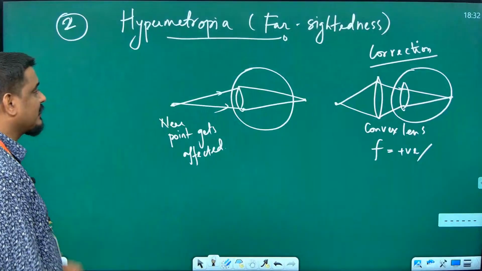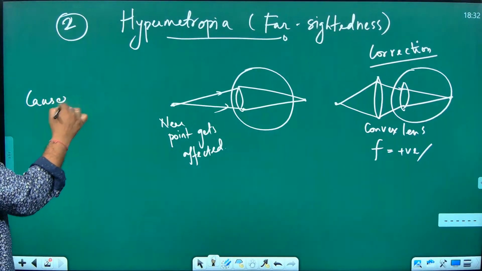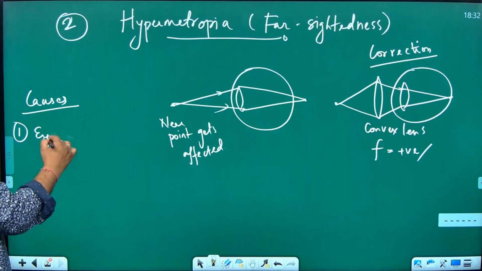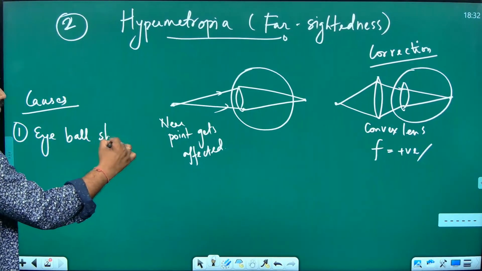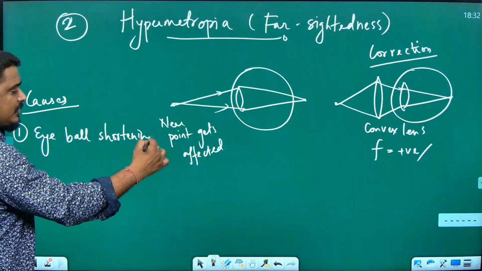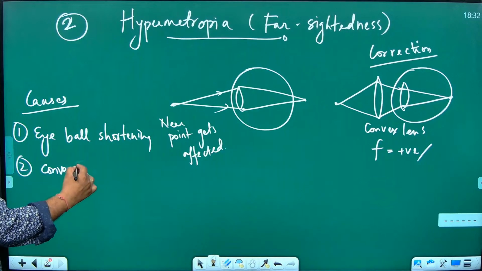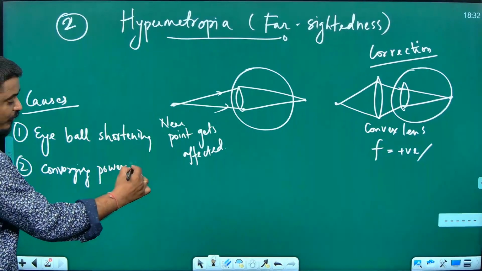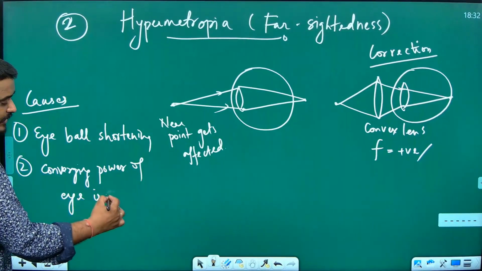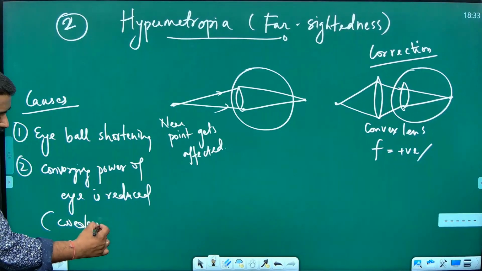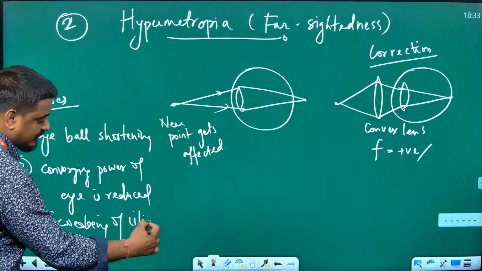You may ask me how this defect is caused. Vetri asked about the causes some time before. What are the causes? You can see very clearly, the eyeball can sometimes shorten, isn't it? So one point can be shortening of the eyeball. Yes, not diverging, less converging power of the eye. You can say that the converging power of the eye is reduced. And this happens why? Because of weakening of ciliary muscles.